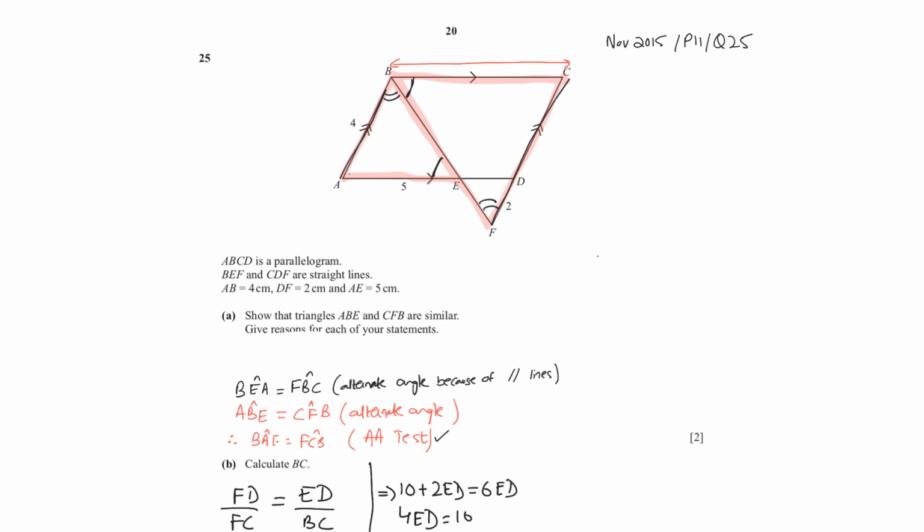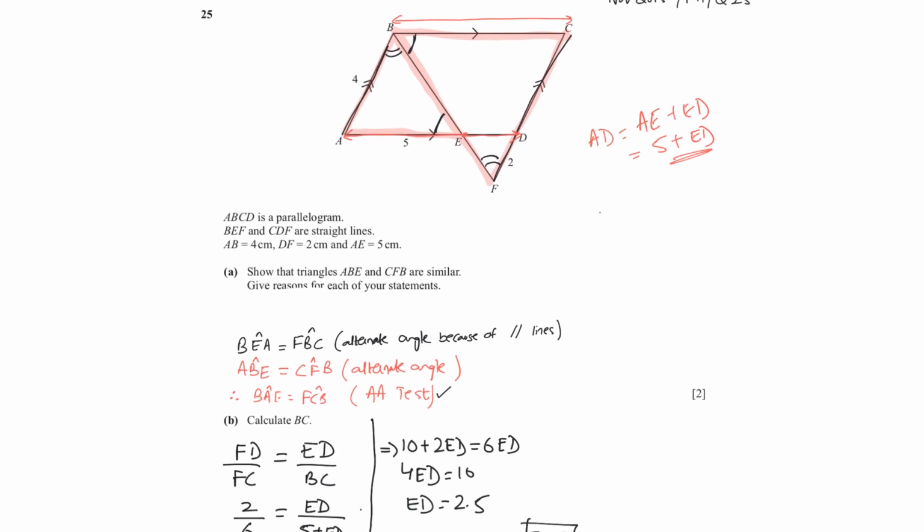Now BC is equal to AD. It's a parallelogram and we know that the opposite lengths in a parallelogram are equal. So BC must be equal to AD, which is AE plus ED. Okay, and AE is 5, ED is unknown. Now let's look at the solution.